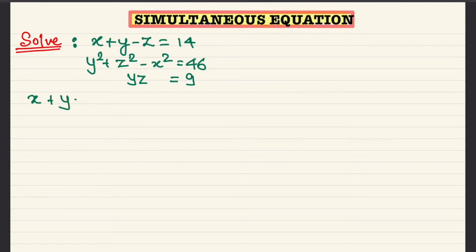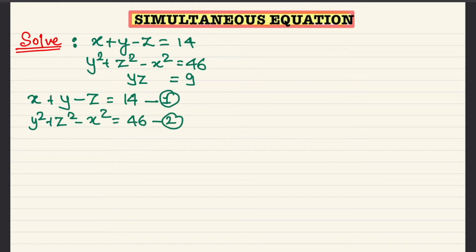x plus y minus z equal to 14. Let us name this as equation number 1. y square plus z square minus x square equal to 46, equation number 2, and yz is equal to 9. Let it be equation number 3.